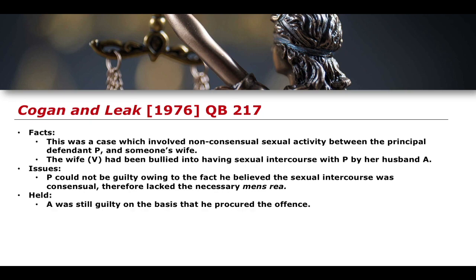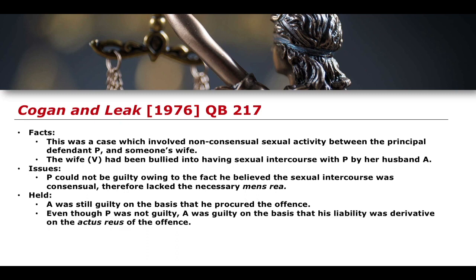And it was held that even though the principal defendant could not be guilty of the offence, the fact that the accessory had bullied the wife, the victim, into having sexual intercourse with P, meant that A was actually guilty on the basis that he procured the offence. So even though P was not guilty, A was guilty on the basis of derivative liability. It was derivative on the actus reus of the offence. The actus reus can be shown to be proven even if the mens rea for P's liability could not.